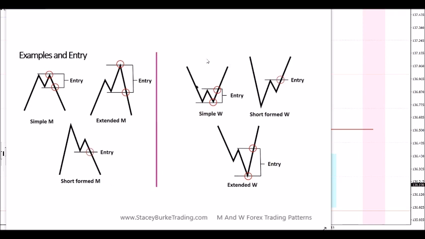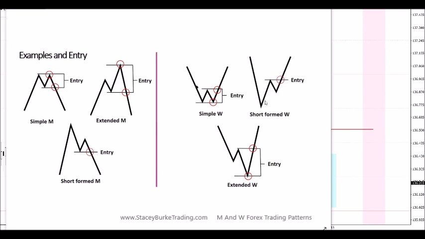Same thing with the W reversal. Straightforward W, this would be very common in a type 2 situation, and sometimes in a type 1, but more common probably in a type 2. And again, the short form W often will occur at the low of the day after the market has stop hunted at a low and is pulling back and going into consolidation.